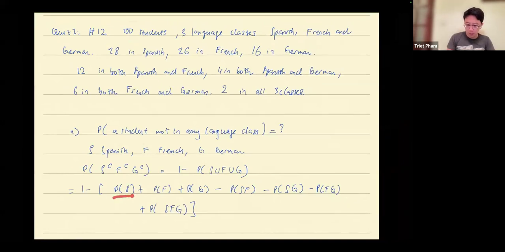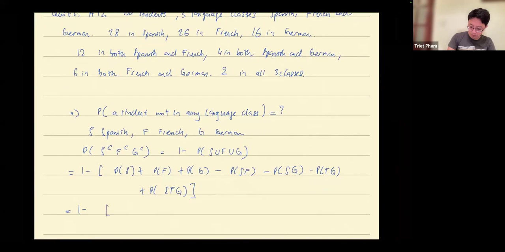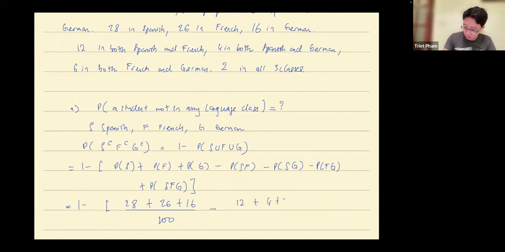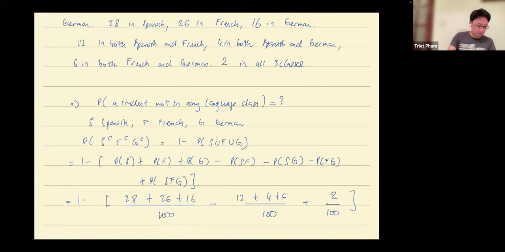So a student is equally likely to be in any of these scenarios. So P of S, for example, is 28 over 100. P of F is 26 over 100. P of G is 16 over 100. And then SF is 12, SG, sorry, 4, and 6. And then SGF is 2. All right. And whatever the final answer is doesn't matter. That's the expression.